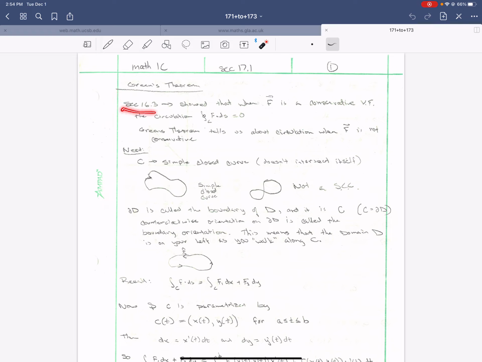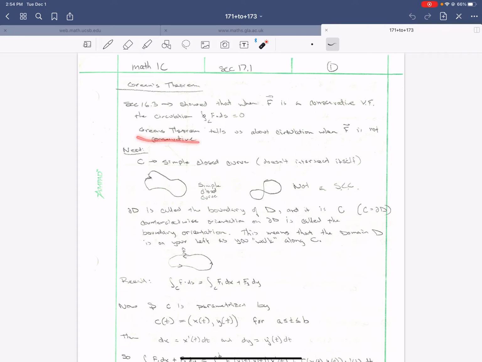So back in an earlier section, we showed that when F is a conservative vector field, then any circulation came out to be zero. And that was true from the fundamental theorem of line integrals, or the fundamental theorem of conservative vector fields, in that if you want to find the circulation or even any line integral over a path, all you have to do is the potential at the end point minus the potential at the starting point. And so that is how we get zero, because the end point and the starting point are exactly the same.